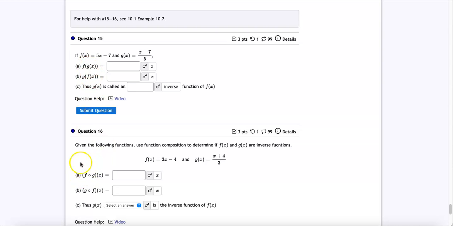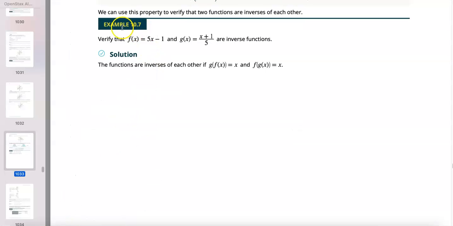So here, 15 and 16 are the same type of problem, and they relate to example 10.7. If you were to go over to 10.7 in the textbook, it's going to walk you through how we do function composition when you have two different functions, and if they both come out with x, then you know you have inverse functions. For instance, if one function is putting the sock on, and the other function is taking the sock off, you should get your foot back.